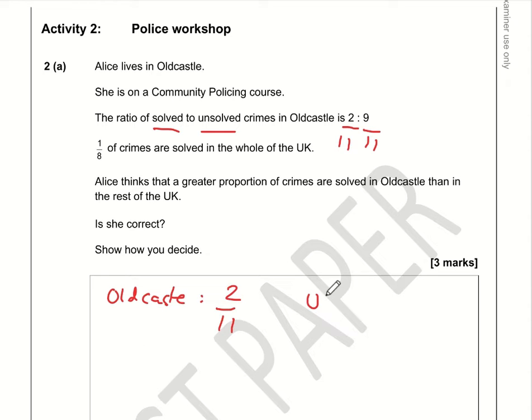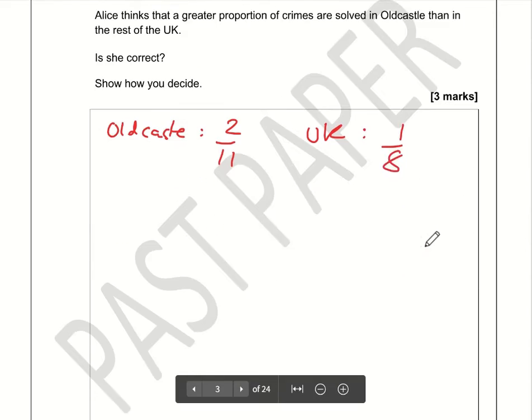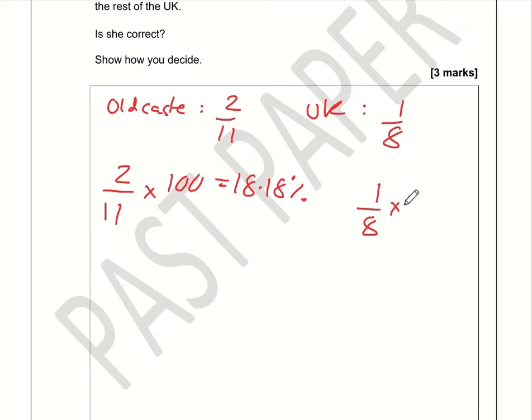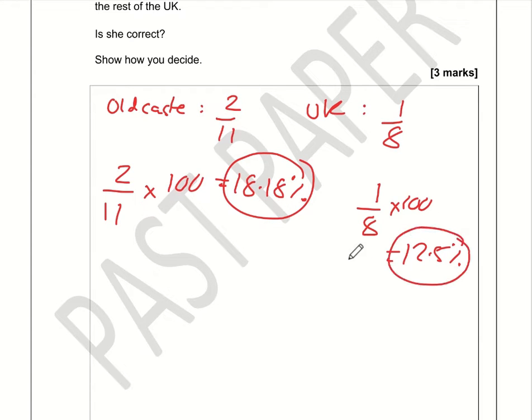So first of all, actually, let's go back a step. So Oldcastle is 2/11ths and the UK is 1/8. So what is better, 2/11ths or 1/8? So what I would do is turn them into percentages. Now, to turn 2/11ths into a percentage, it's 2 divided by 11 multiplied by 100, and that is 18.18%. And for the UK, it's 1/8, so that's 1 divided by 8 multiplied by 100, which is 12.5%. So we can see that in Oldcastle, the solving of crimes is greater than it is in the UK.